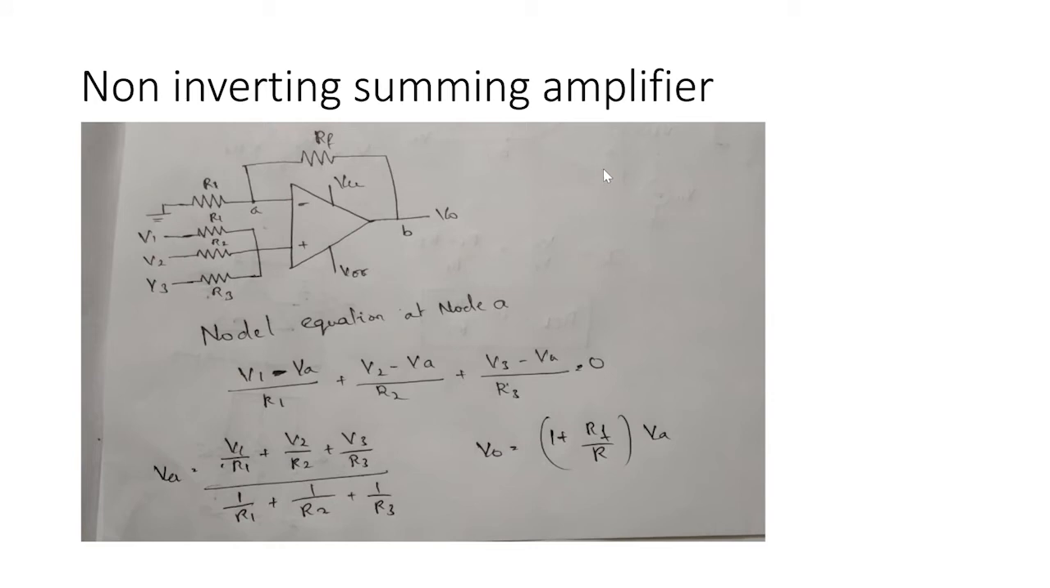Non-inverting summing amplifier. The inputs are given to the non-inverting terminal through a summer. The nodal equation at node A is given by V1 minus VA by R1 plus V2 minus VA by R2 plus V3 minus VA by R3 equals 0. Then, by simplifying, we get Vout equal to 1 plus RF by R, whole into VA.